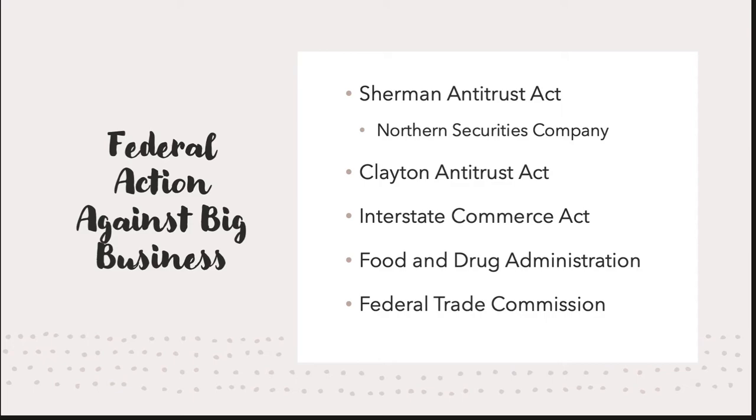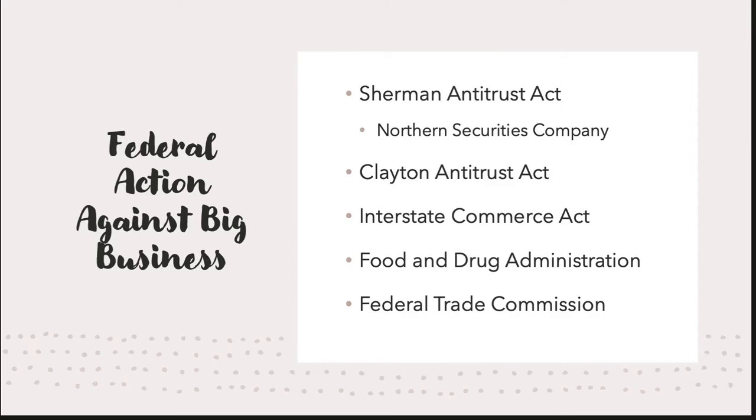Its purpose was to regulate the practices of big business, but it was unsuccessful because it was too weak, too vague, and could not be applied, with the exception of the Northern Securities Company case. The Northern Securities Company was the first time that we successfully used the Sherman Antitrust Act. Teddy Roosevelt busted up this trust of the Railroad Northern Securities Company.